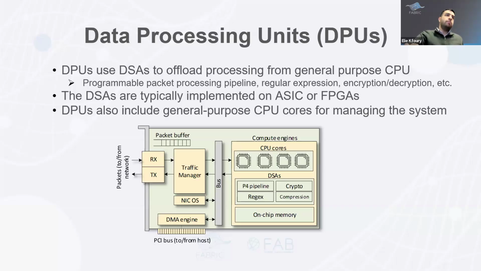Another thing that the DPUs include is general purpose CPU cores. These are typically used for managing the system, but they can also be used to perform some processing that's not possible to do on the DSAs.